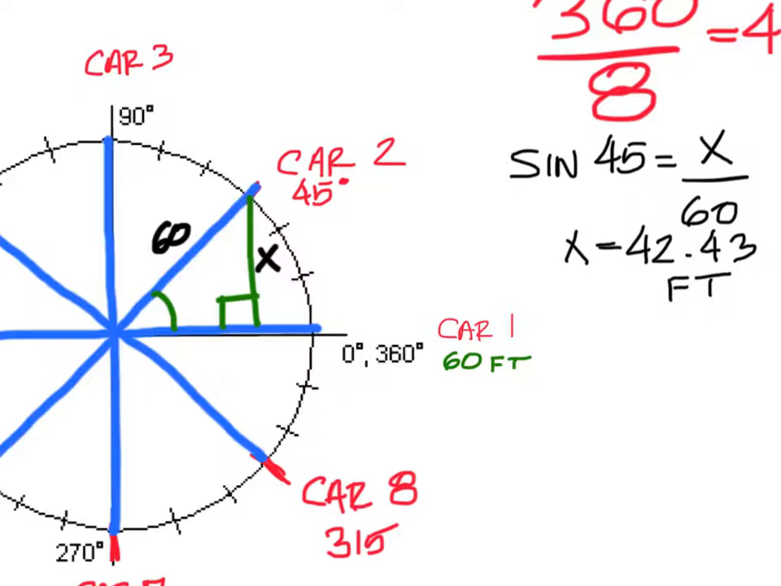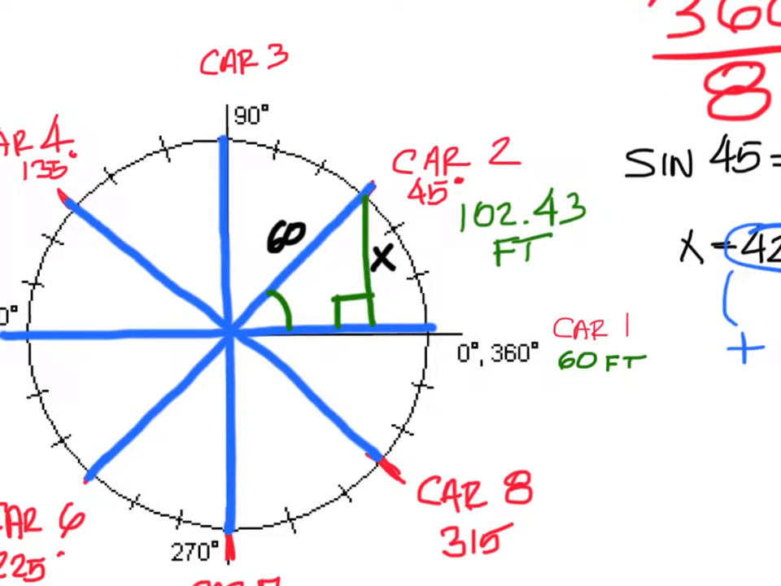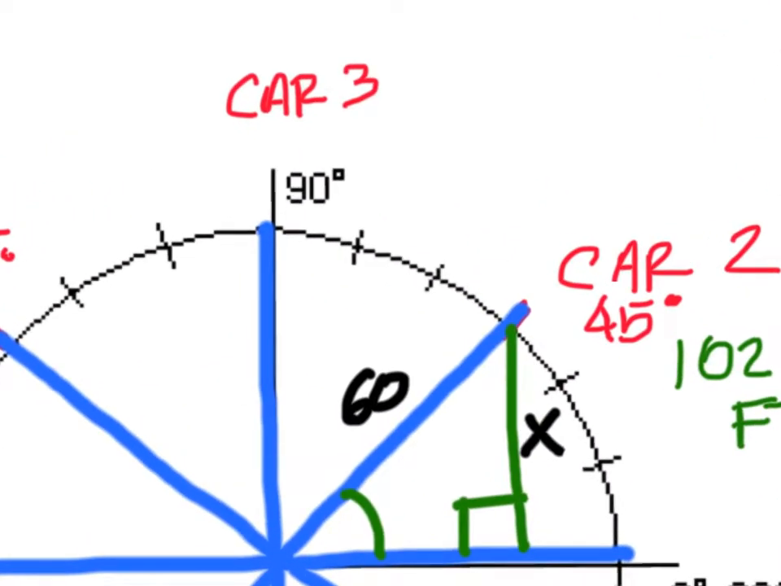But that's not the height of car 2. The height of car 2 is found by adding to this number 60 feet, because it's 42.43 feet above 60 feet. When you do that, you come up with a value of 102.43 feet. Of course, the height of car 3 is the easiest. What is that? It's 120, because that's the height of the Ferris wheel.